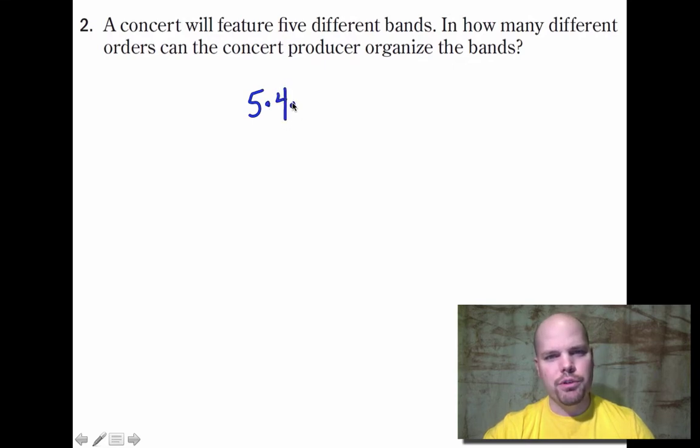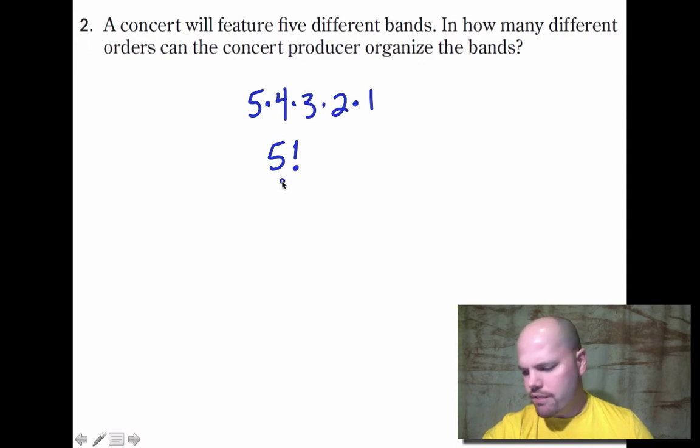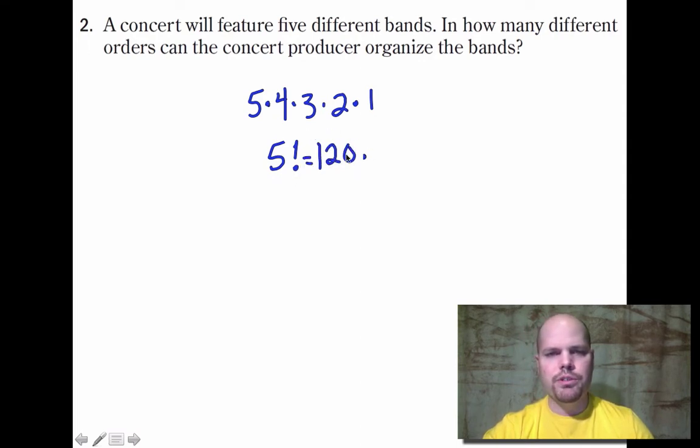So then there's only 4 could play second, 3 could play third, 2 could play second to last, and then only 1 to go last. So that would be factorial notation, 5 factorial, rather than writing it out like that. And 5 factorial is 120. So there's 120 different ways you could choose to organize the bands, the order that they will play.